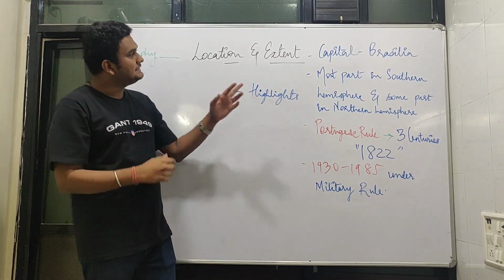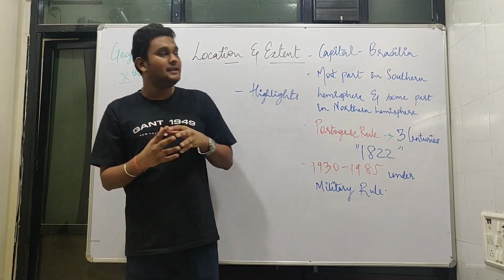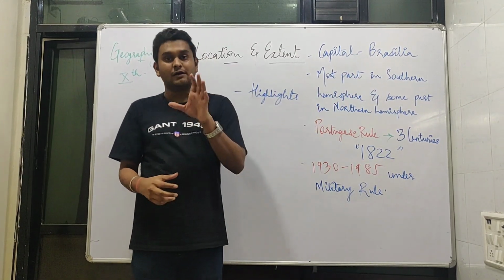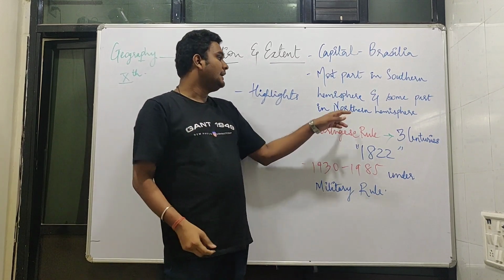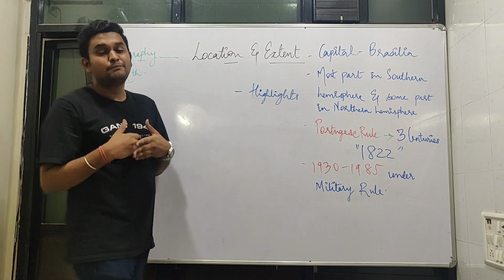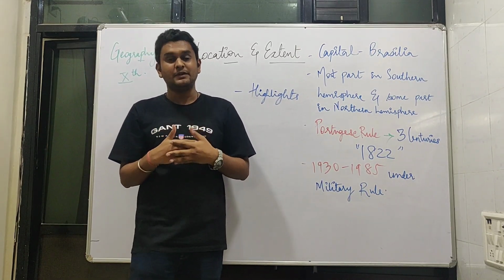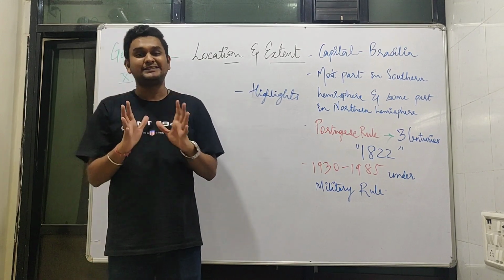The capital of Brazil is Brasilia, and most of Brazil lies in the southern hemisphere of the earth, while a small part lies in the northern hemisphere. And Brazil was under the Portuguese rule for 3 centuries, which is quite a lot of time. 3 centuries, that is 300 massive years.